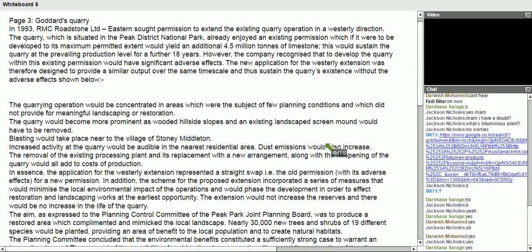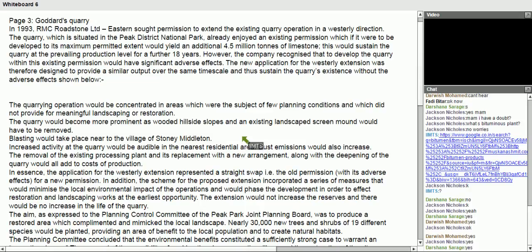Dust emission would also increase because they might have studied that, okay, if we are going to continue with this quarry, obviously these would be the harm. These harms would be caused to the environment as well as people living in the nearby area, and they cannot restore once it has been done. Dust emissions would also increase. The removal of the existing processing plant and its replacement with a new arrangement along with the deepening of the quarry would add to costs of production.